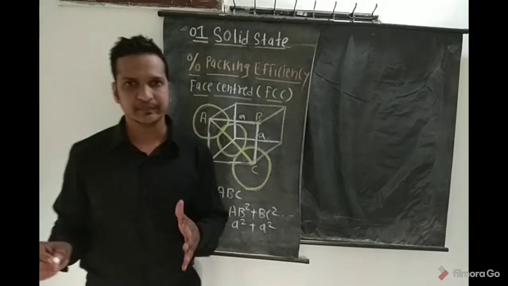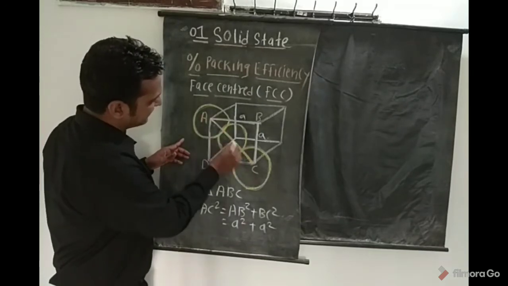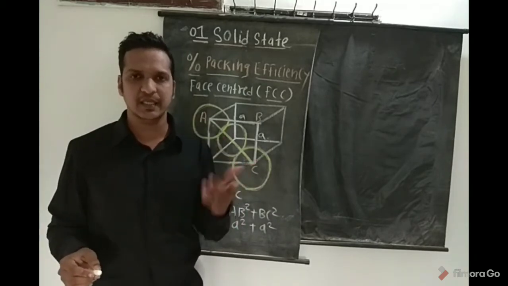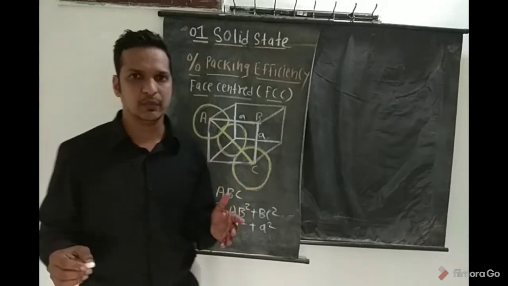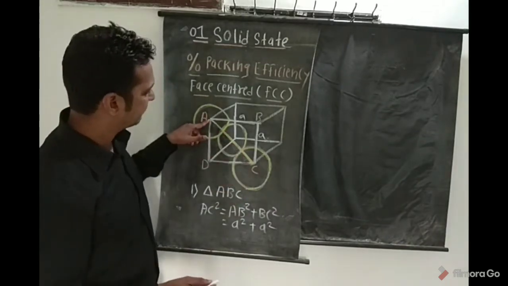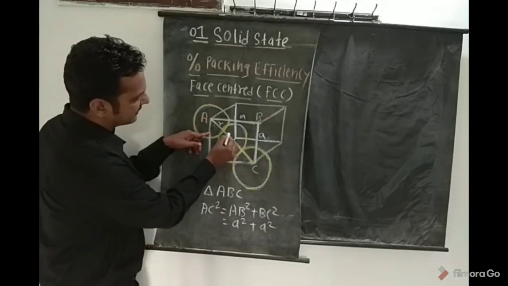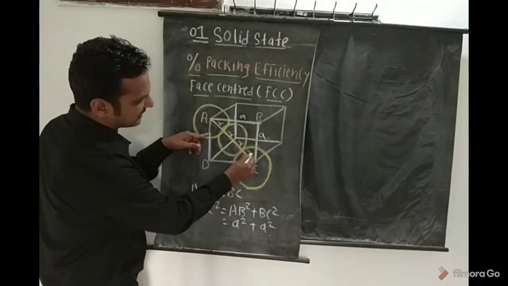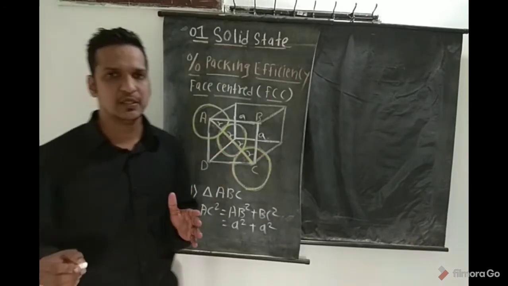Now what is AC? AC is equal to 4R, the distance from A to C, as in case of BCC. Now in case of FCC, AC is equal to 4R. 4R means R plus R plus R plus R. From A to C, the distance from the center of the nucleus to this one is R, also this to this R, again this to this R, and the last one R. So total AC is equal to R plus R plus R plus R, so AC is equal to 4R.